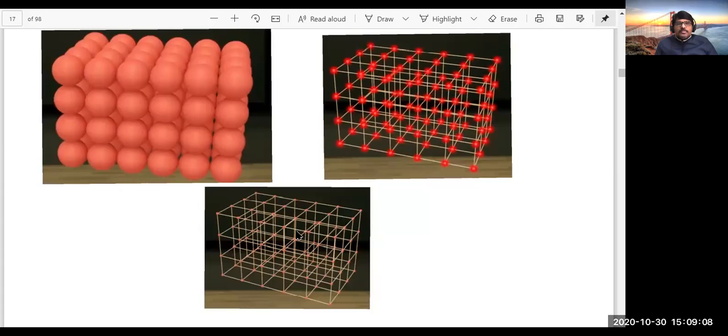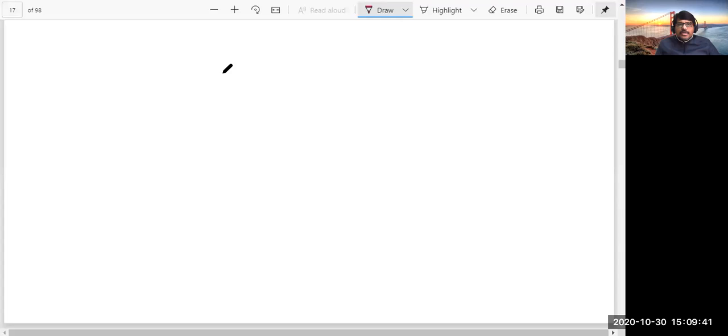So a space lattice means a systematic three-dimensional arrangement of various points, and each point is said to be a lattice point, and each point indicates one constituent particle. The constituent particle may be an atom or molecule or ion, whatever it may be. We have to use only one point there.